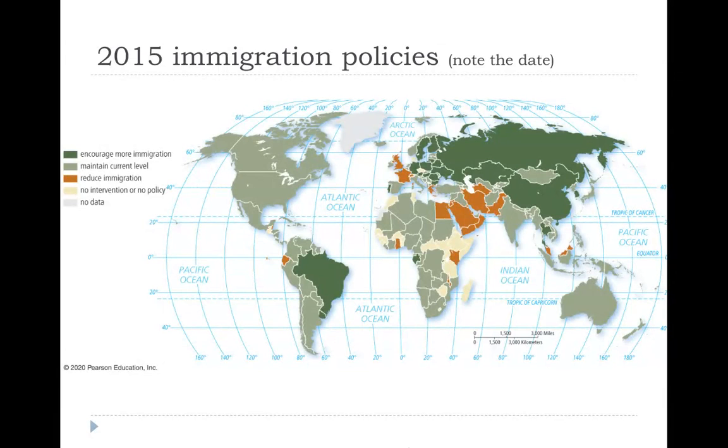Germany is a really good example of a country encouraging immigration, or the Eastern Bloc. When we talk about Eastern Europe, they are trying to encourage immigration as well. Russia is encouraging immigration, trying to bring more people into the country because a lot of those countries are having lower population growth rates at this point, or even possibly negative population growth rates.